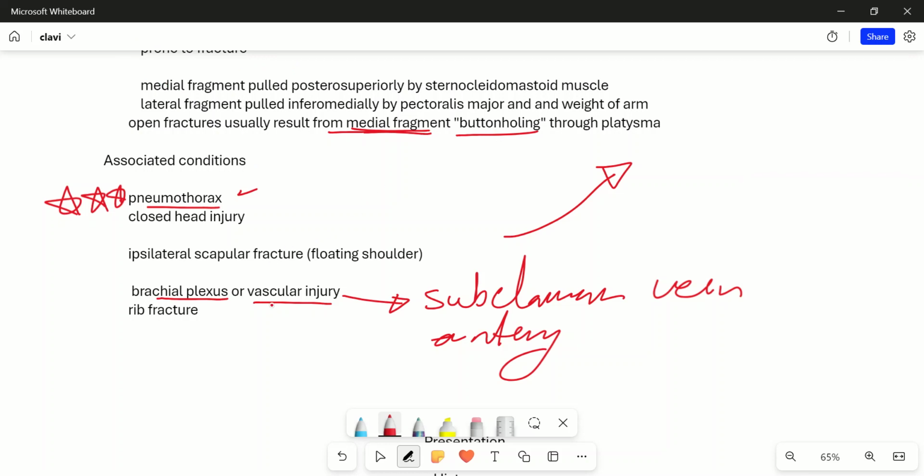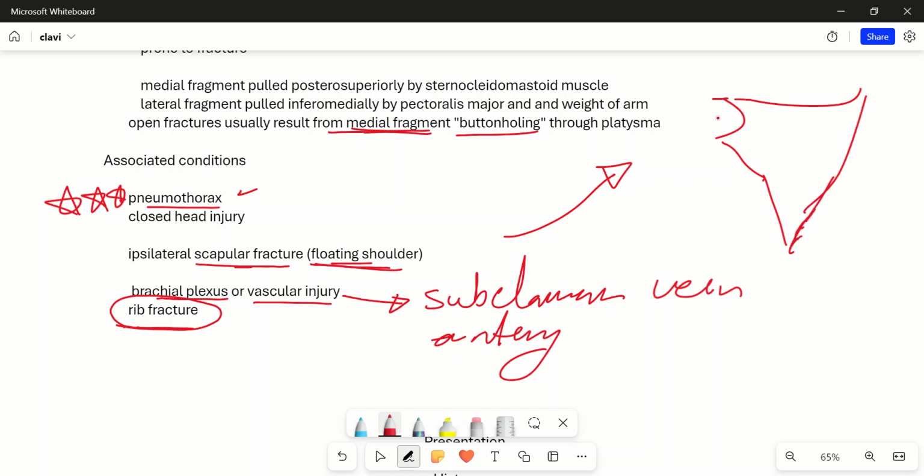Of course, the patient may have a rib fracture, or if it is associated with a scapular fracture, this is what we call floating shoulder. You have to understand the meaning of floating shoulder. This is the clavicle and this is the scapula. If you have a fracture here and a fracture here, especially at the neck of the scapula, the shoulder will be floating.